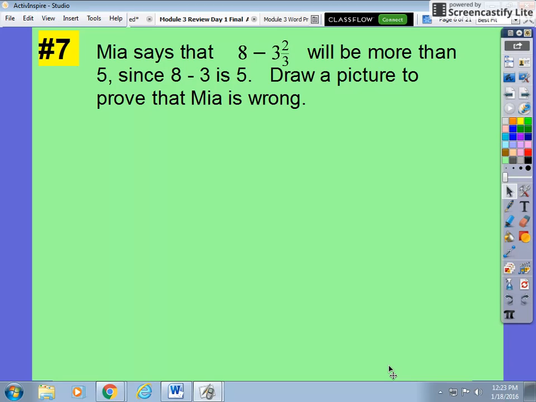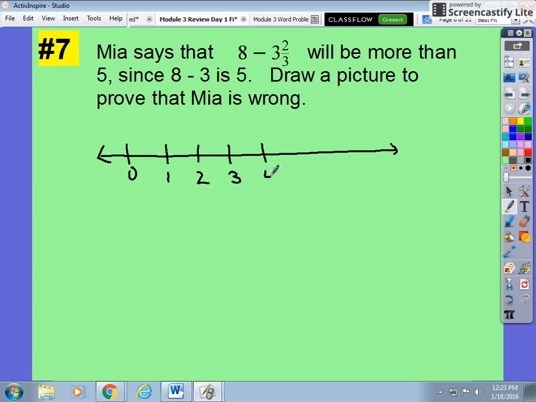So we know this problem is telling us that Mia is wrong. So we need to show how we can decide that she's wrong. So I'm going to draw my number line. And remember, I want to be an efficient math student. So I am not going to spend lots of time, but I do want to try to make my number line spacing as even as possible.